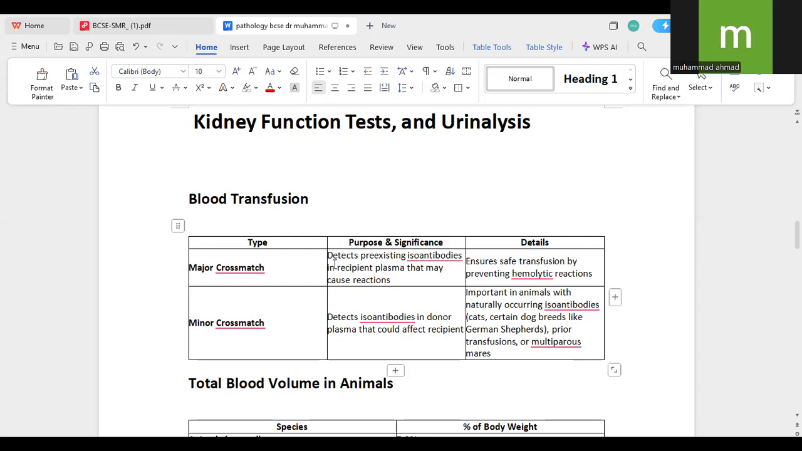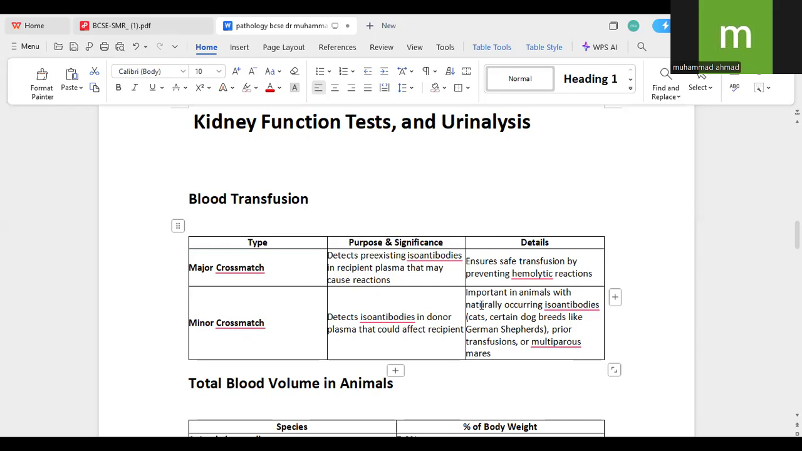So basically, it detects the antibodies in the recipient plasma against the antigen of the donor. So before transfusion, we have to go for the major cross match. And in minor cross match, this is the reverse. It detects the antibodies in donor plasma that could affect the recipient. This is least important, but major cross match is most important.